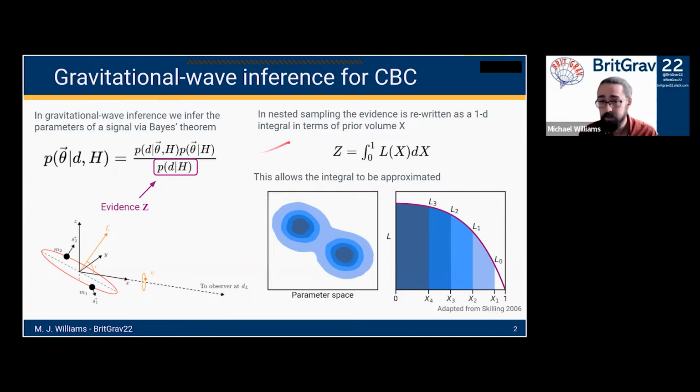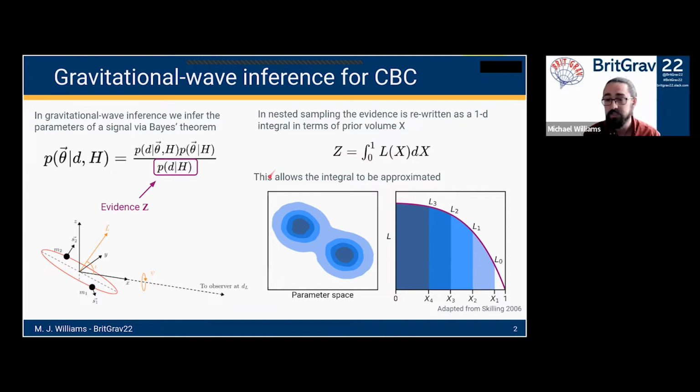sampling. And in nested sampling, the core trick to make the evidence tractable is to rewrite the parameter space in terms of a one-dimensional integral, as shown here, that includes this variable x, which is called the prior volume. And this is defined between 0 and 1. And this just allows us to actually compute the evidence because it's 1D and easy to approximate.